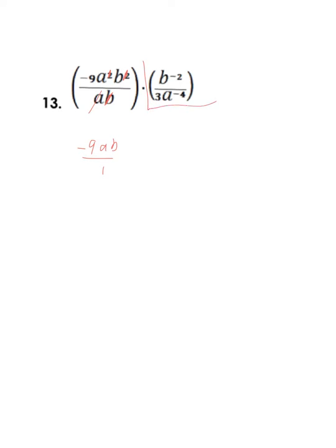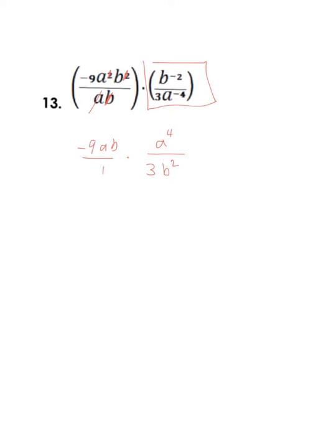Now let's focus on this side. I have these negative exponents, so I'm going to send them to the other room. That means my b to the negative second is going to come down to the bottom. And I'm going to have 3 that's going to stay. I'm going to have b to the second. And my a to the negative fourth here is going to come up, so I would have a to the positive fourth.